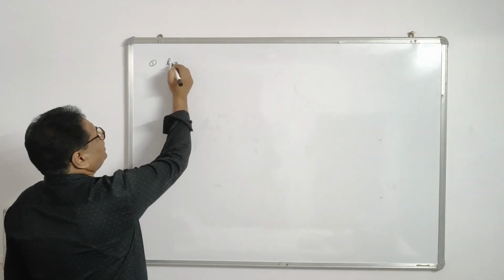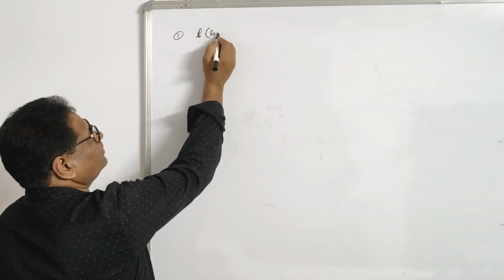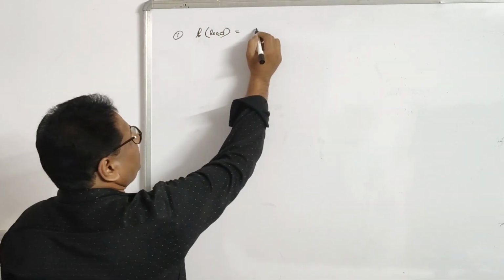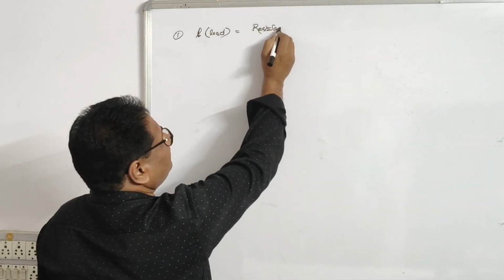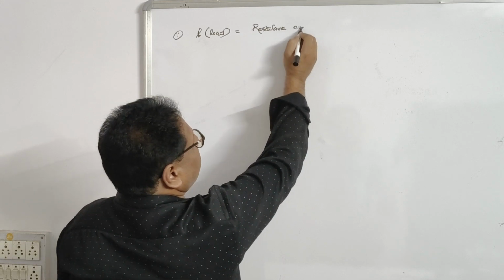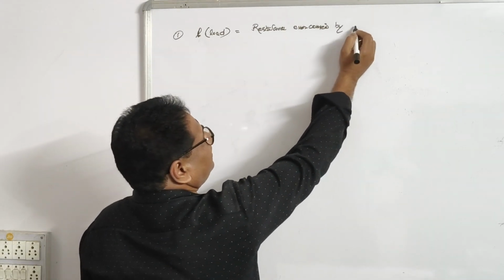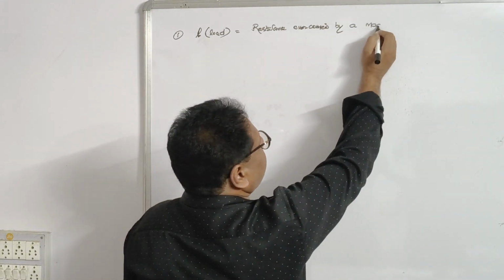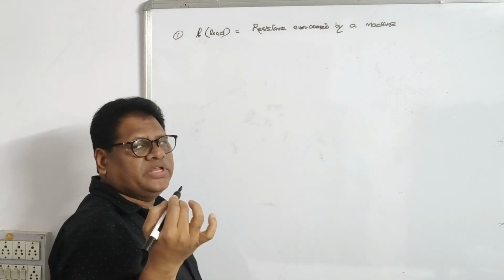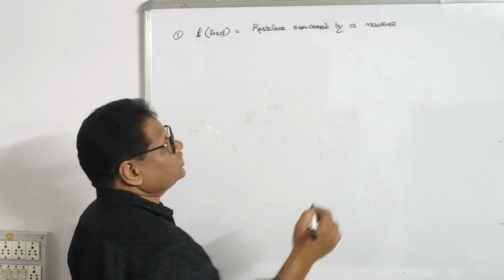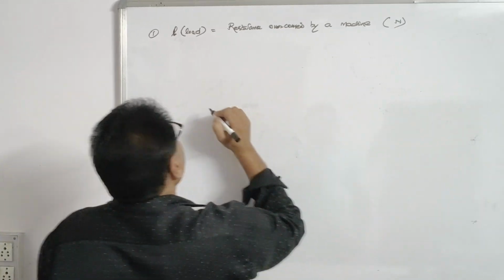First and foremost, we have the expression small l. This refers to the load. Load is the resistance which is overcome by a machine. Normally the unit of load is Newton, because it is a type of force. So let's consider the unit Newton.